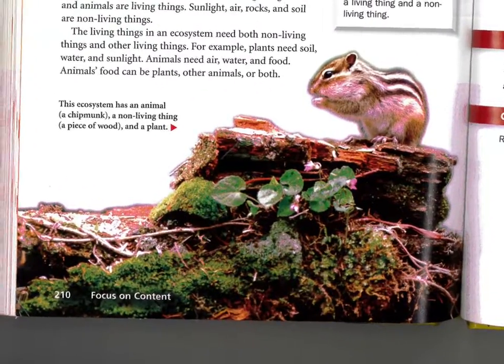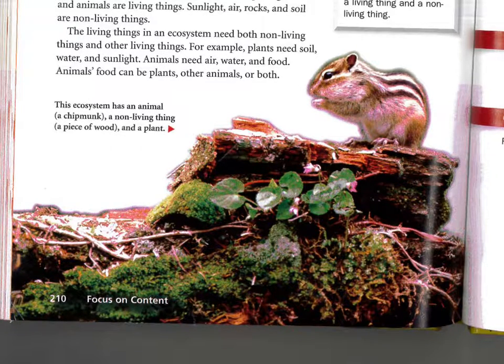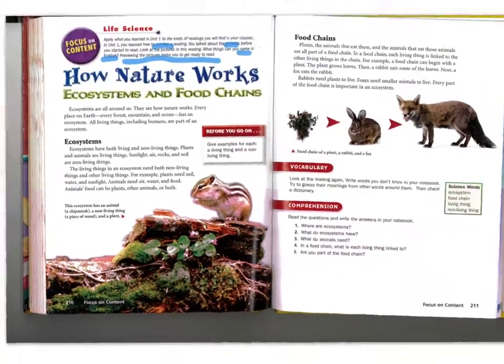So I see a picture. This is a chipmunk. Okay, the chipmunk looks like it's eating something. And it's in nature. It's on some wood, right? Leaves, plants. This ecosystem has an animal, a chipmunk, a non-living thing, a piece of wood, and a plant, a living thing. What other pictures do we see?